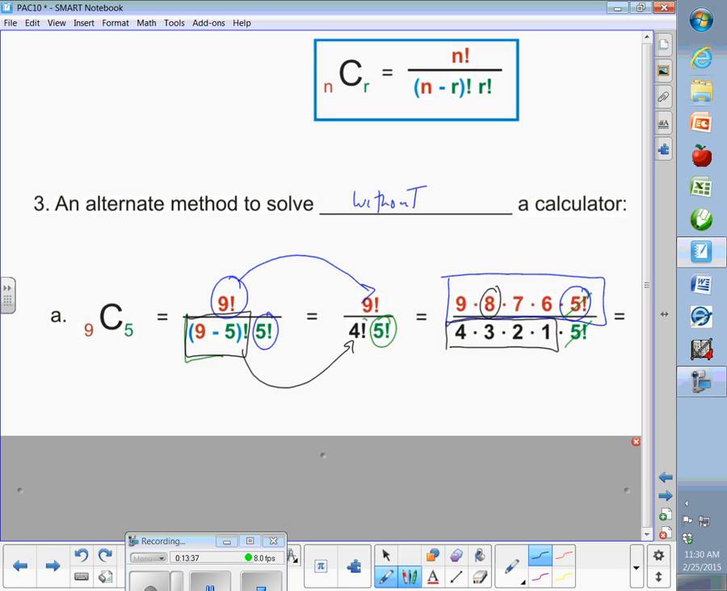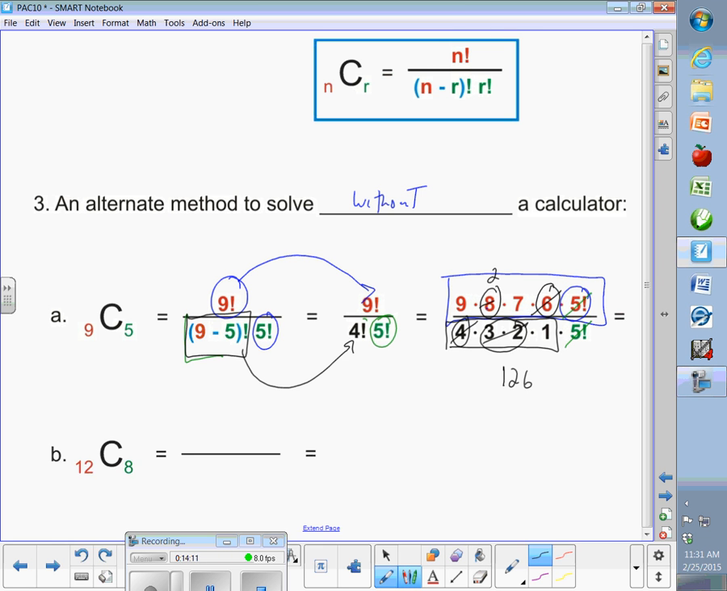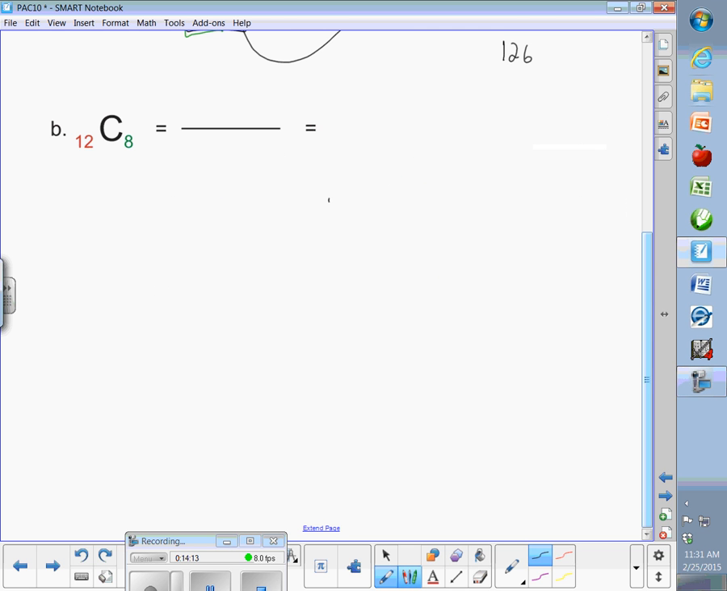All right? What's 8 divided by 4? It's 2. 2 times 3 is 6. What's 6 divided by 6? It's 1. Notice the bottoms are all gone. What do you have left on the top? 9 times 2 times 7. Final answer, 126. All right, I know that's a little tricky, so we're going to do one more, okay? If you didn't get it that time, again, you can rewind and go back, but let me show you one more example of using this alternate method.